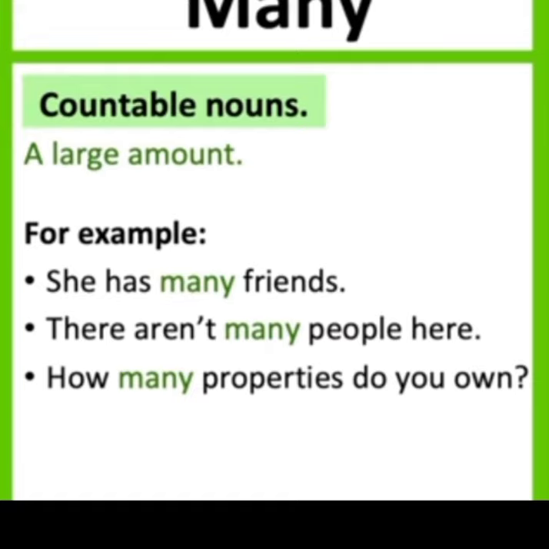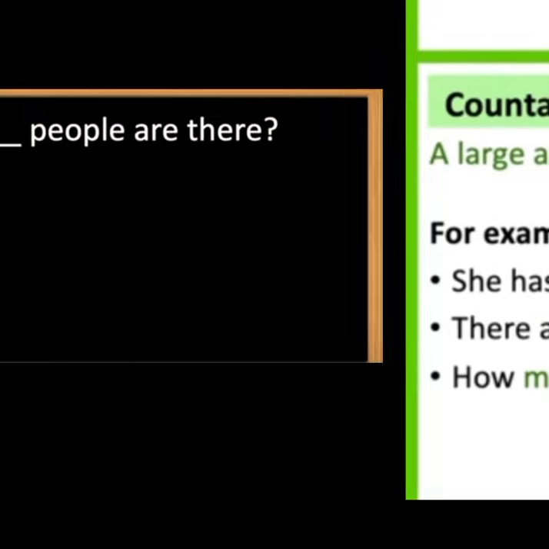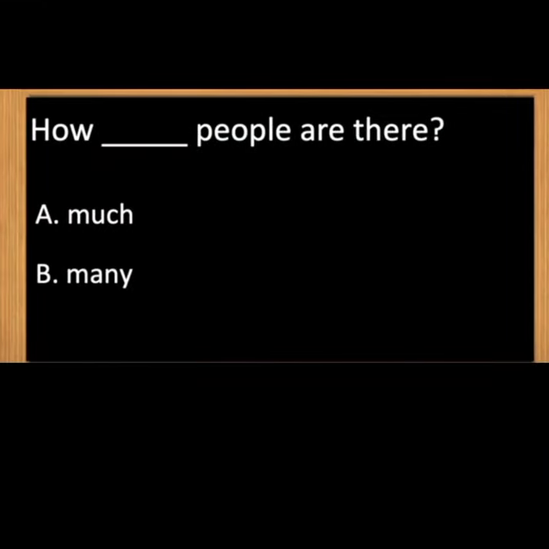Okay. How many properties do you have? The word properties is a countable noun. You can count your properties if you have two houses, three shops, four cars, etc., two canals of land or three marlas of land somewhere. You can count it. That's why the word property is a countable noun. Okay, let's move further. Let's practice something.